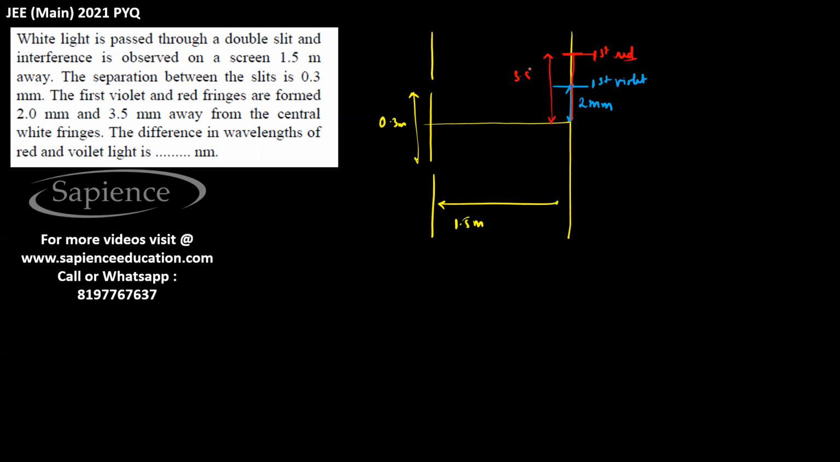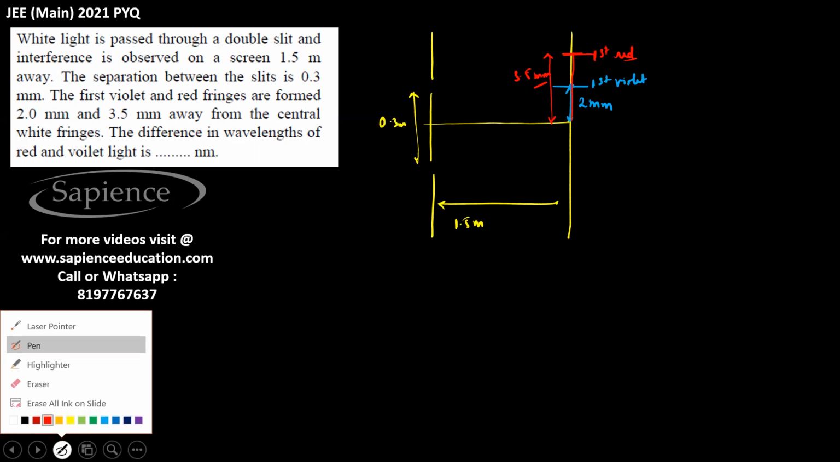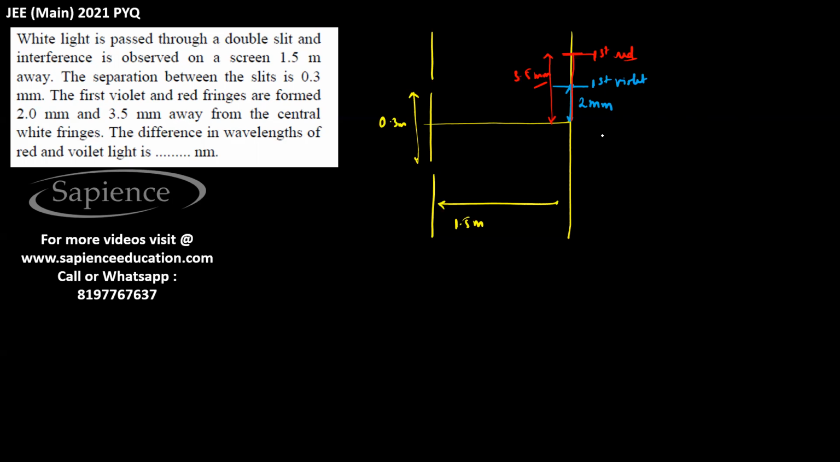What is the difference in the wavelength of these two colors? Let's try to solve this question. We already know the position of maxima. The position of maxima is given as n lambda D by d. For the first position of violet color, 2 mm equals n into lambda 1, the wavelength of violet, into D by d. That's equation number one. In the second case, for red it is 3.5 mm, which should be equal to lambda 2 D by d.